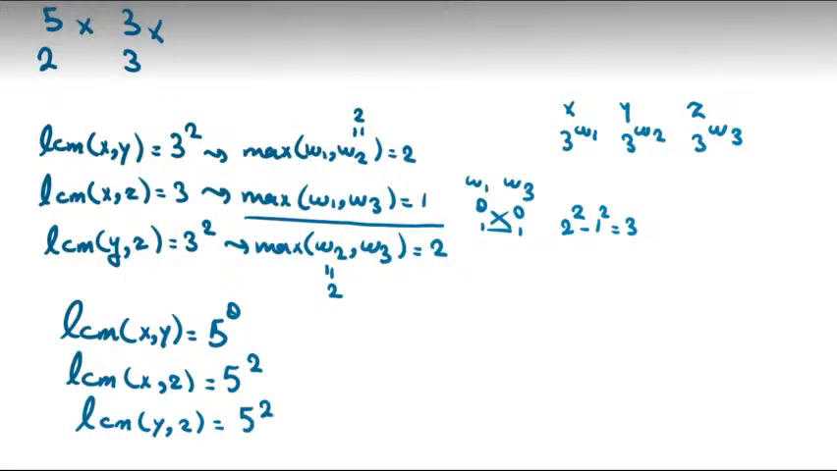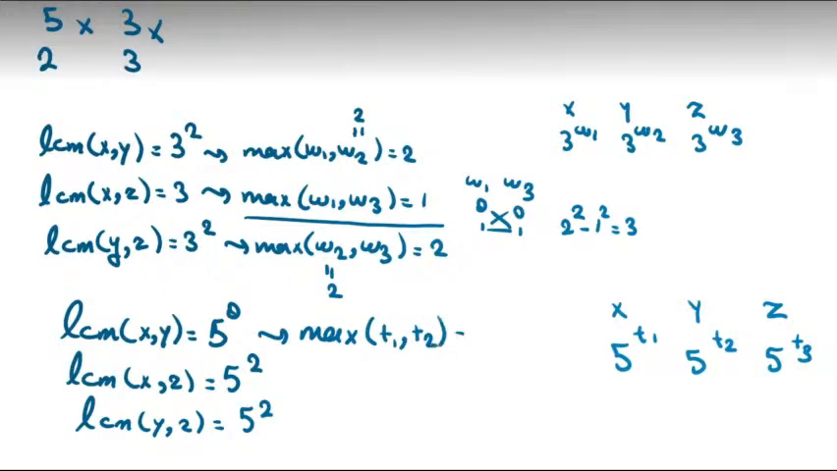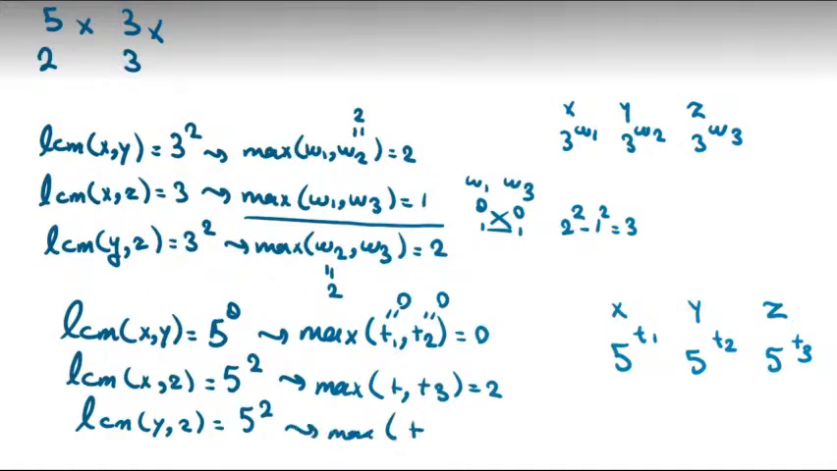Here again, if we consider x as 5 to the power of t1, y as 5 to the power of t2, z as 5 to the power of t3, the maximum of t1, t2 equals 0. So you conclude t1 is 0, t2 is 0. The next one, the maximum of t1, t3 is 2. The next, the maximum of t1, t2, t3 is 2. Because t1 and t2 are 0, t3 should be 2. So for 5, we have one case.